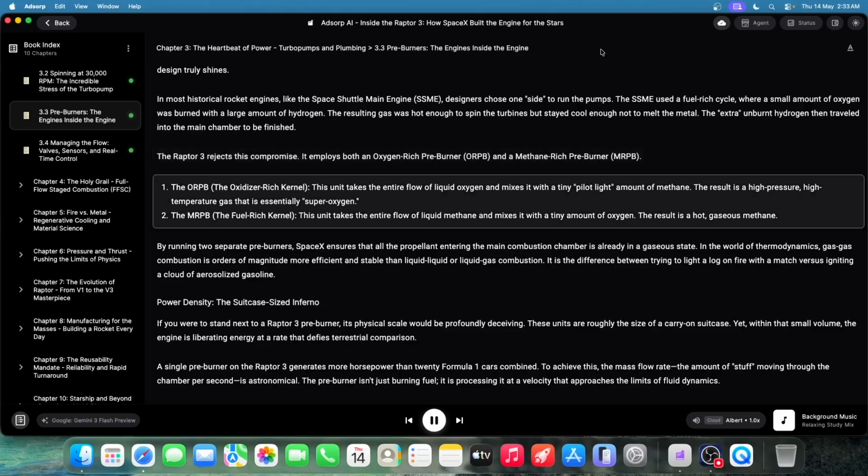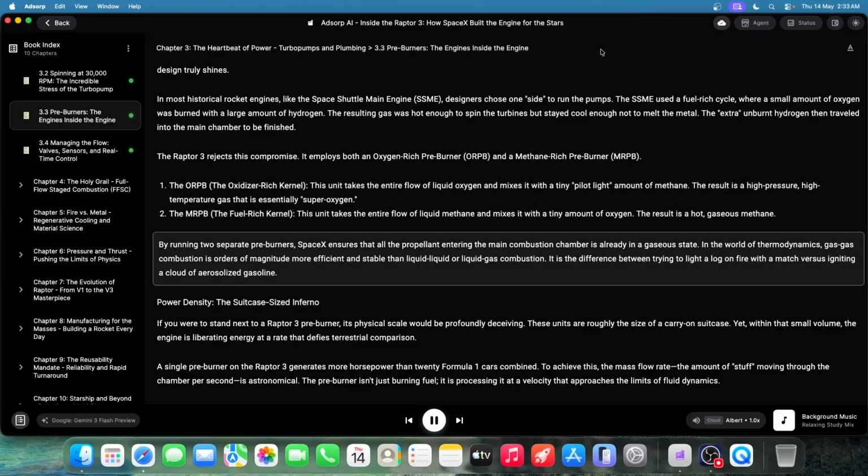In the oxygen-rich preburner, or the oxidizer-rich kernel, this unit takes the entire flow of liquid oxygen and mixes it with a tiny pilot-light amount of methane. The result is a high-pressure, high-temperature gas that is essentially superoxygen. The methane-rich preburner, or the fuel-rich kernel, takes the entire flow of liquid methane and mixes it with a tiny amount of oxygen. The result is a hot, gaseous methane.